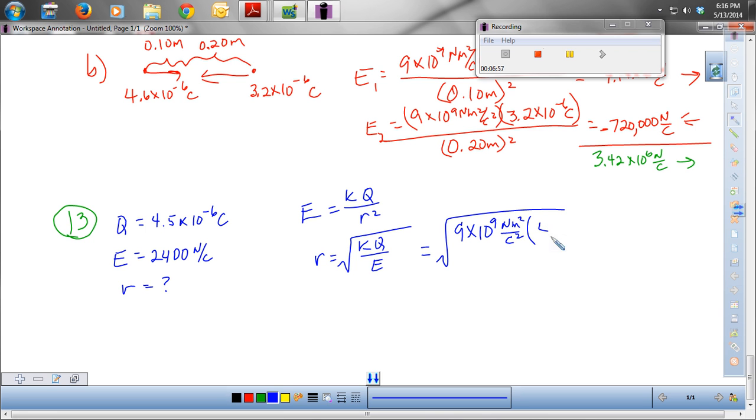Q is 4.5 times 10 to the minus 6 coulombs. And the electric field, I should have said, is 2400 newtons per coulomb. So when I solved for R, I got 4.12 meters.